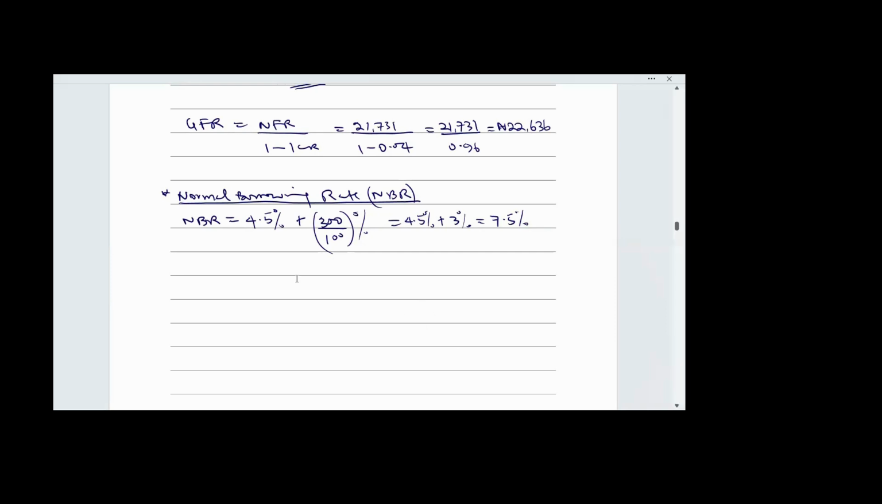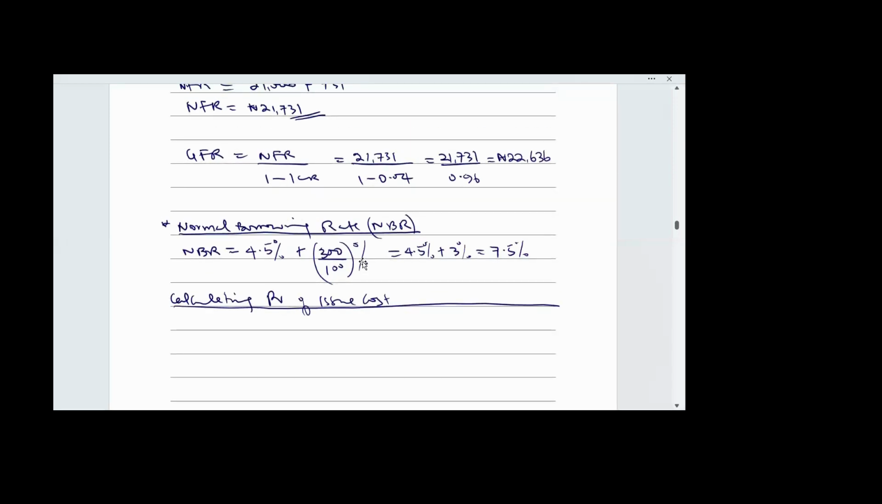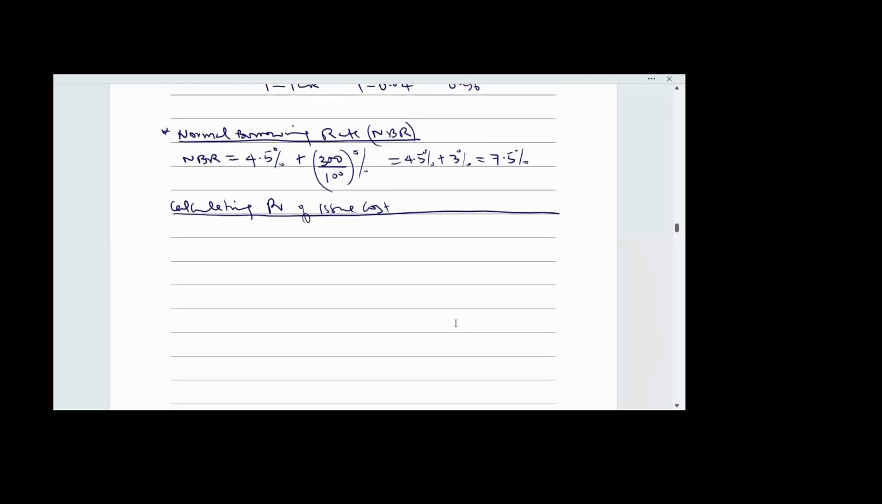So if that is the case, we can then go ahead to calculating the PV of issue cost. The examiner has told us in the question that the 21,731,000 naira the company wants to borrow will be financed through debt and subsidized loans. So there's no equity capital that will be raised. Therefore, when you want to calculate the PV of issue costs, the first thing you need to do is to determine the issue cost amount.